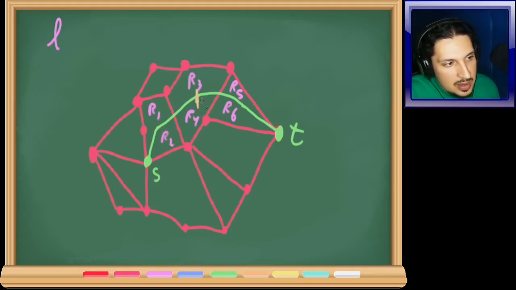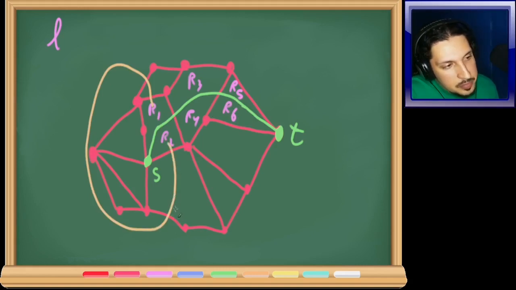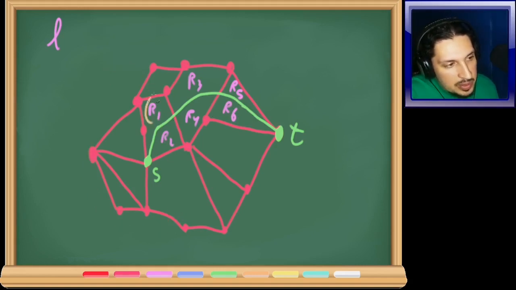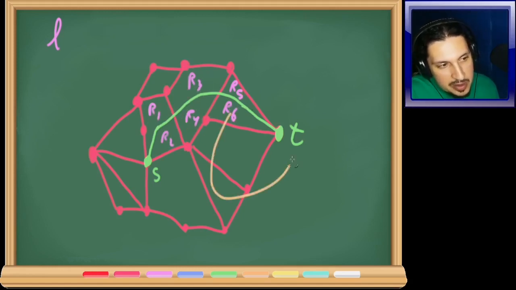These edges crossing between R3 and R4, between R5 and R6, etc., are not added in the dual graph, just like before. Then I find the minimum path between R2 and R1. I find the minimum between R3 and R4, and like this, between each pair.